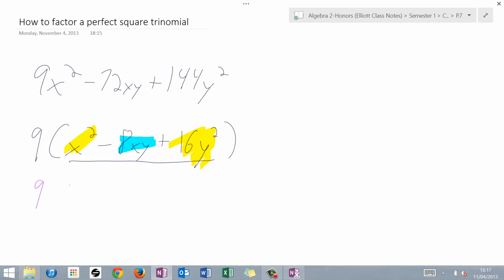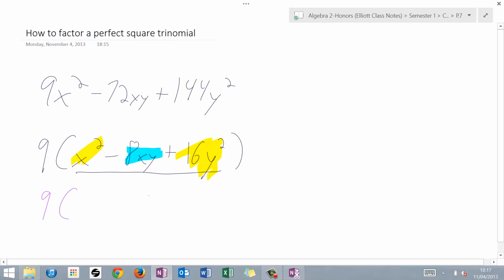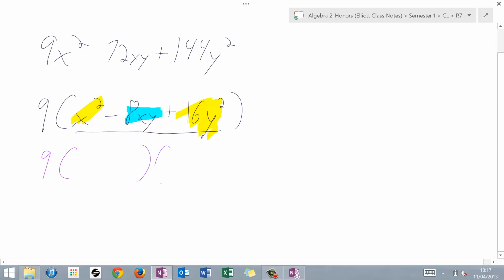So I'm going to factor this as a perfect square trinomial, which means that it factors into two identical binomials. This is x, this is x, this right here is 4y, and this is 4y, and in order for it to have a negative here, the sign would have to be minus and minus. So notice how they're identical.